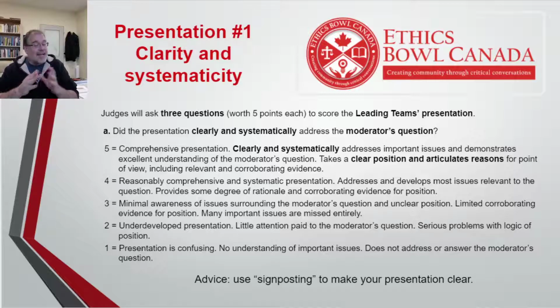So the first axis is clarity and systematicity. And here's what we want to see in this respect. So first of all, with respect to clarity, we want you to be using clear terminology. Right? So don't use jargon that you're not exactly sure how it works. Ideally, you would be mostly using vocabulary that pretty much anybody in the audience could understand fairly easily.